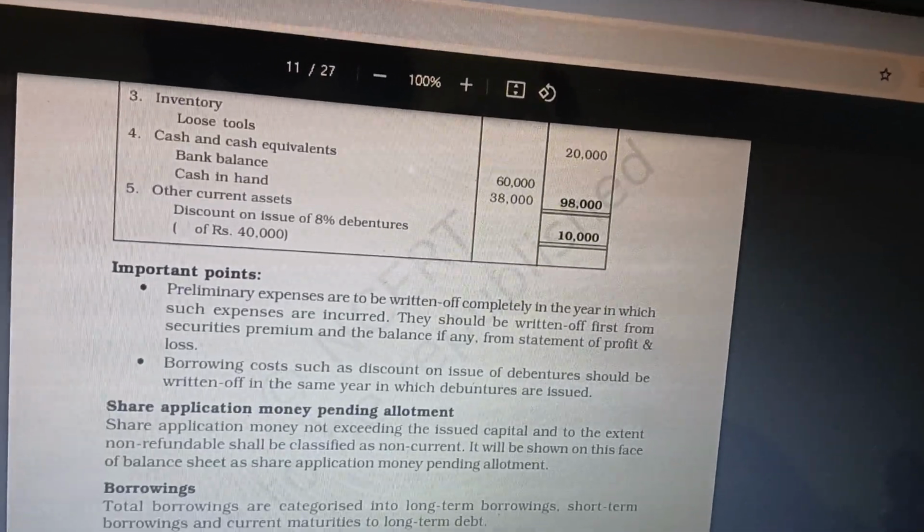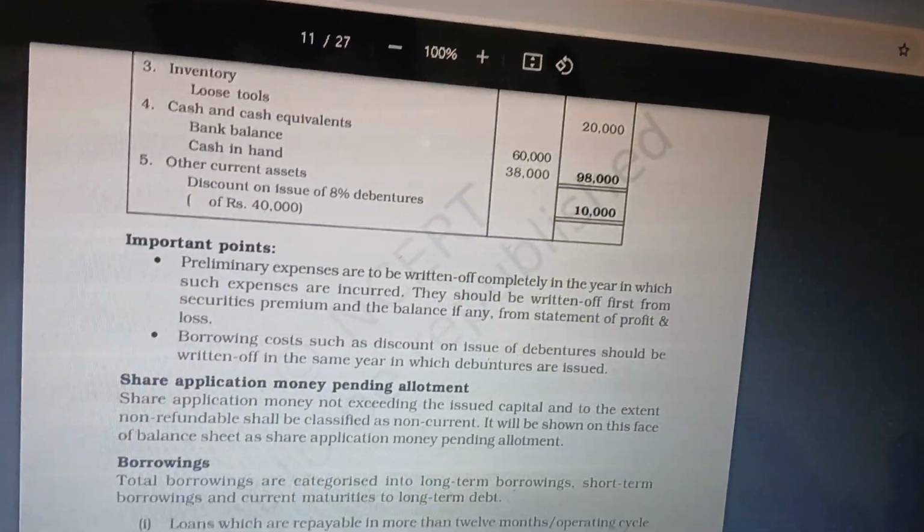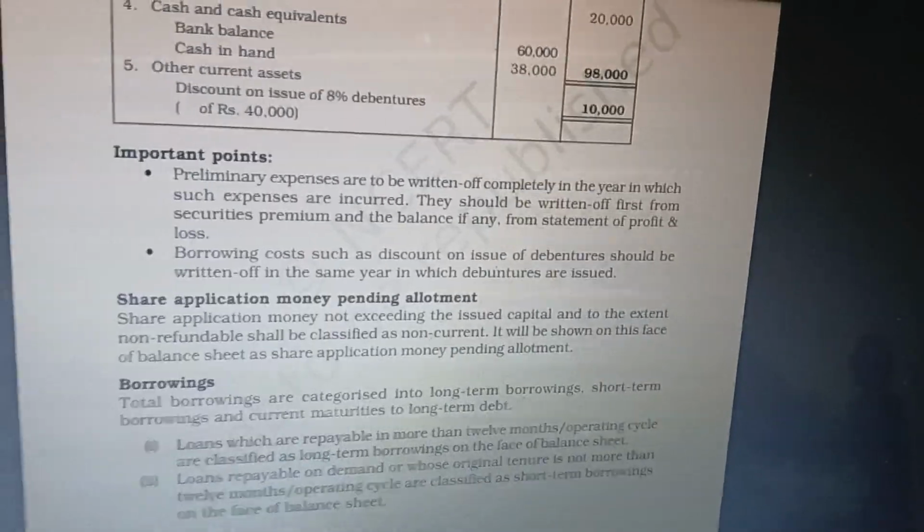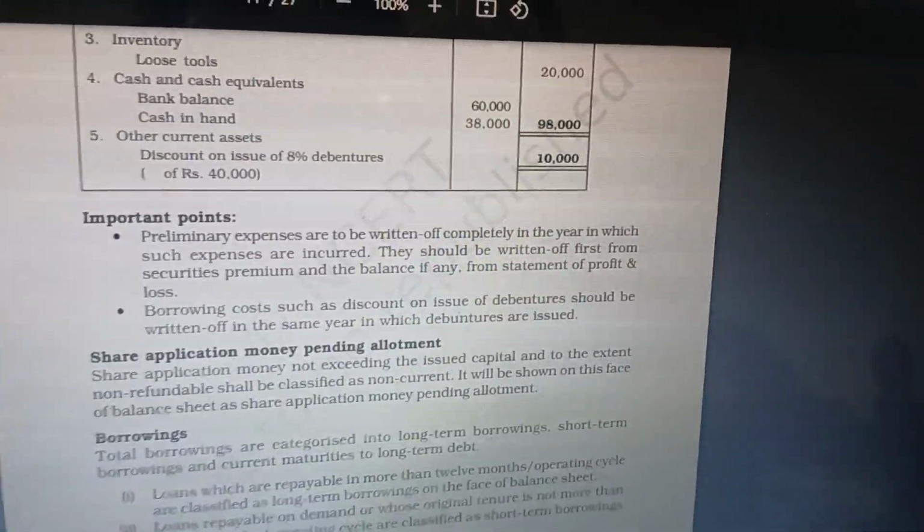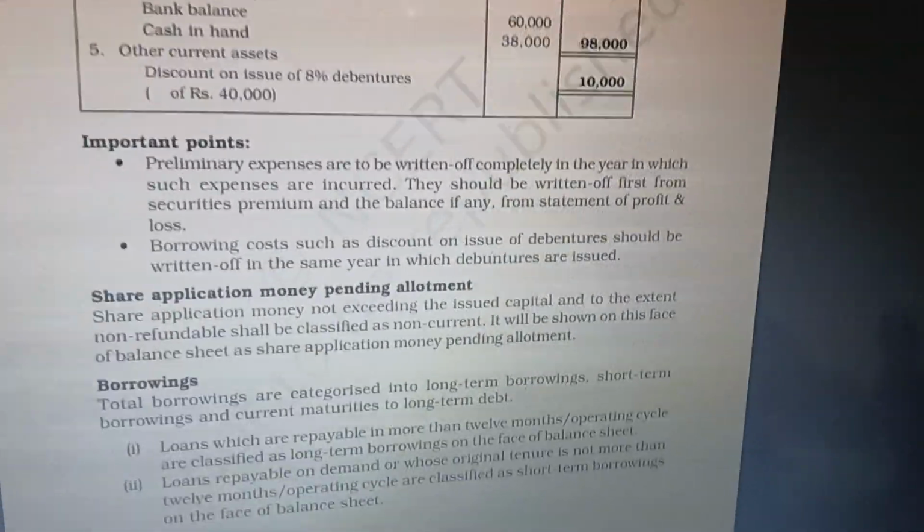It will be shown on the face of the balance sheet as share application money pending allotment.